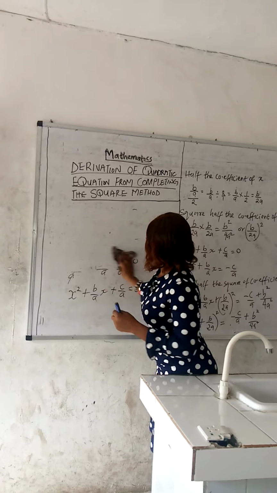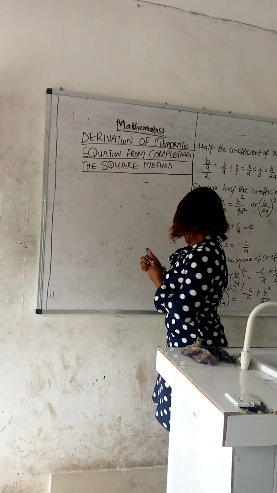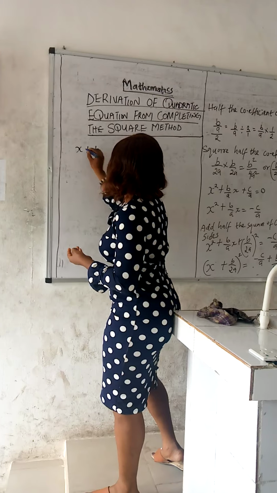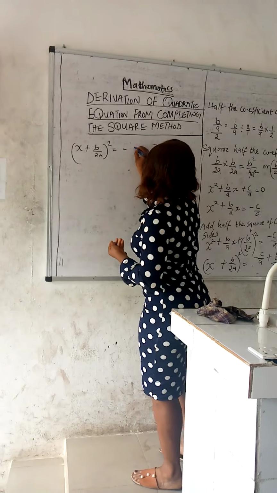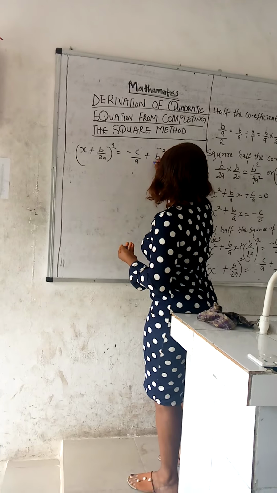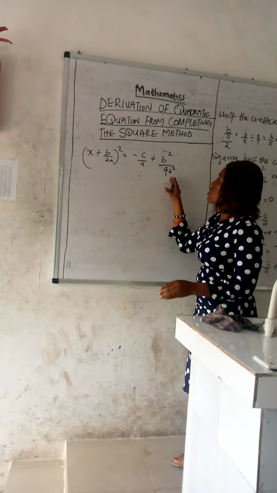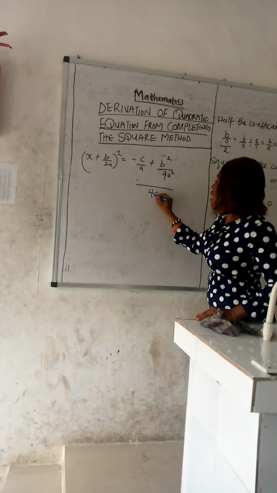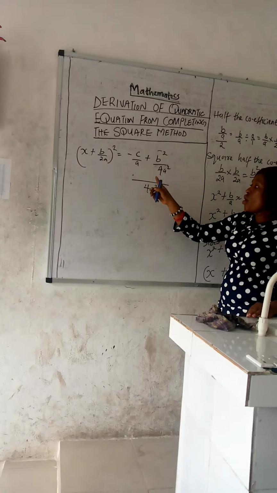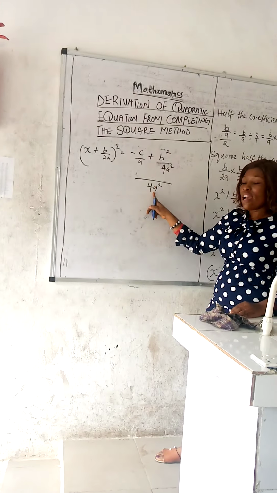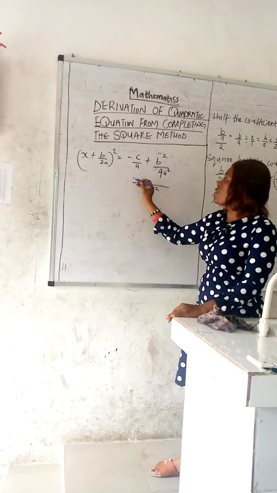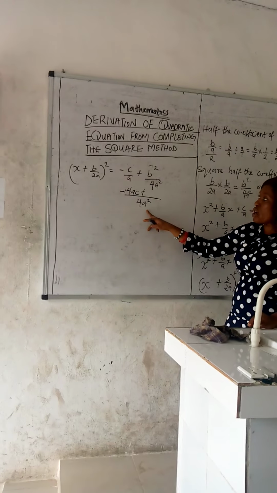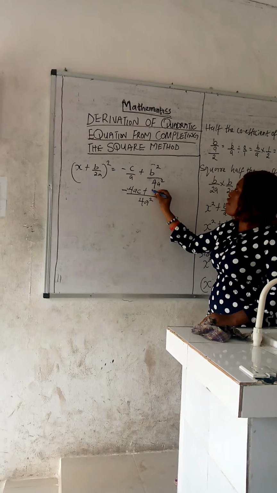So we bring back the equation, which is x plus b over 2a squared equals minus c over a plus b squared over 4a squared. So find the LCM on the right hand side. The LCM of the denominators is 4a squared. Now when a goes into 4a squared, we are having 4a. Then 4a multiplied by minus c gives you minus 4ac. Plus, when 4a squared goes into 4a squared it gives us 1. 1 times b squared gives us b squared.